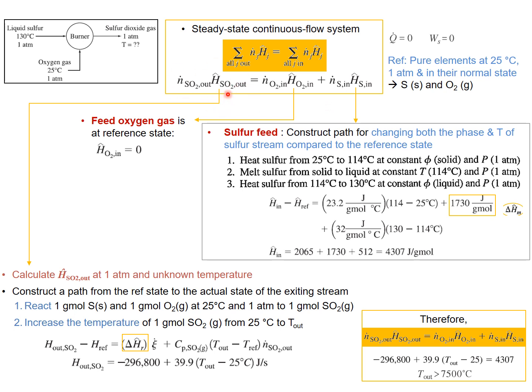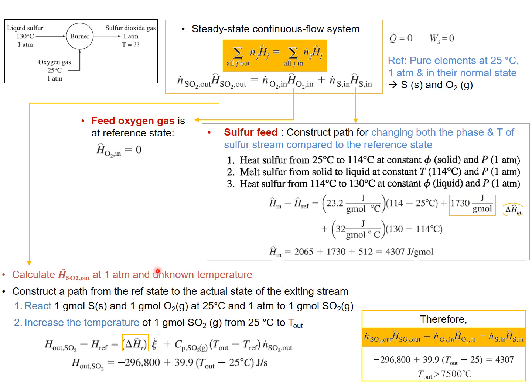What is that? That is the product enthalpy in the upstream. We don't know the temperature, and this temperature is the purpose of our calculation. Calculate this one, enthalpy of SO2 out at 1 atm. Everything is 1 atm. However, unknown temperature, so we'll try to calculate that unknown temperature. So construct a path from the reference state to the actual state of the exiting stream.